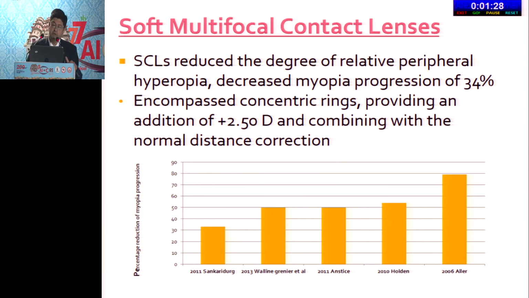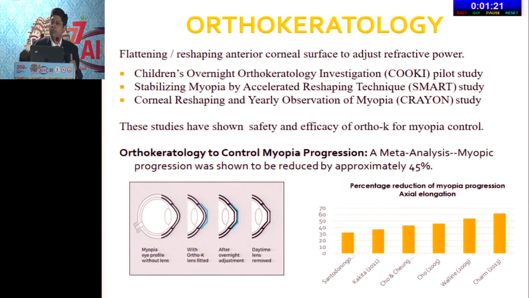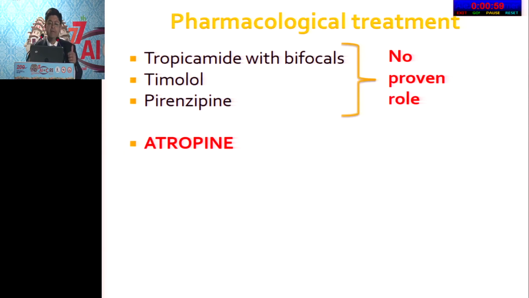Soft multifocal contact lenses are the other thing, which again show a significant reduction in the progression of myopia. Orthokeratology is something which initially came just to correct myopia, but over follow-up it was found that it actually prevented the axial elongation. Now, how it actually did it, or whether it just prevented the cornea from steepening up, we are not very clear, but it is known that the moment you stop orthokeratology, the rebound occurs and the eye again starts elongating and getting myopia.